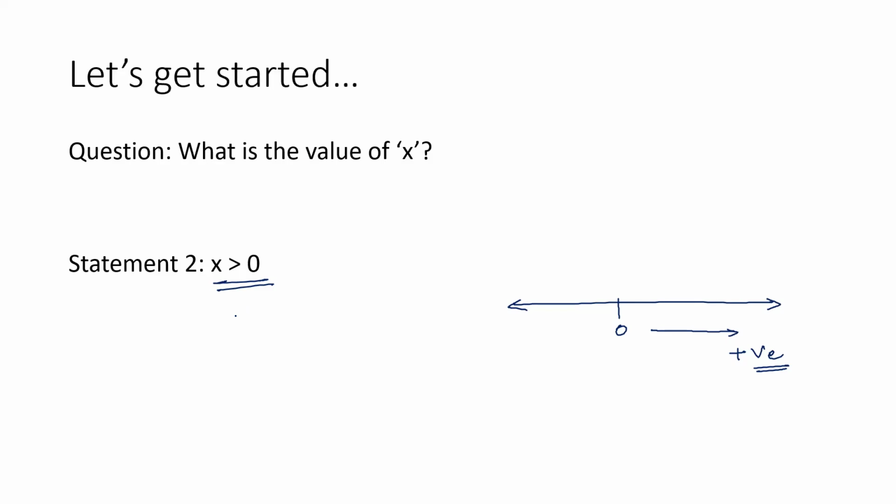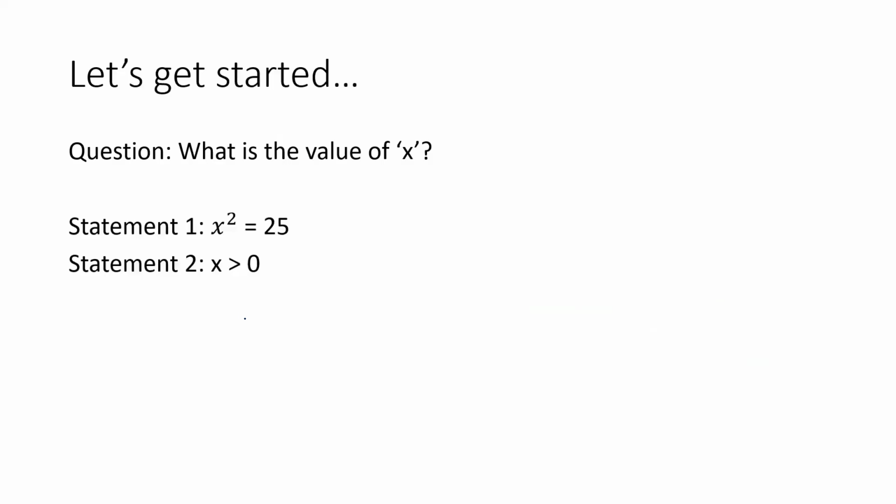So the situation here is that there is some data as part of the question. That data is not sufficient enough to answer the question. I gave you the first statement which reads x square is equal to 25. Statement 1 alone is not sufficient to answer the question. Then you considered statement 2 alone that says x greater than 0. Statement 2 alone is not sufficient to answer the question, right?